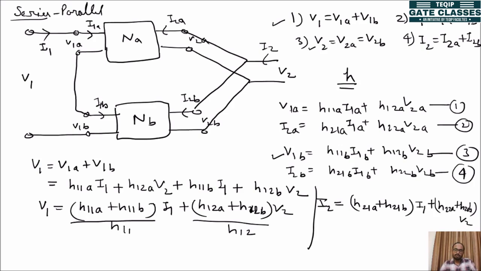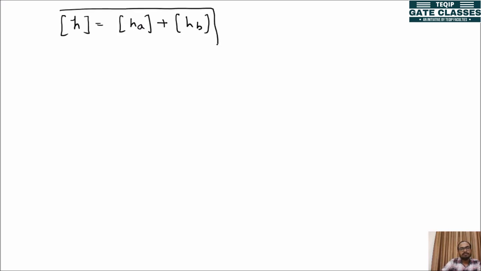So you can write, if the connection of network A and network B is such that it is connected in series parallel, that means port 1 in series and port 2 in parallel, we can say that the complete H parameter is just the addition of the separate H parameters of both the networks. This is for series parallel connection.